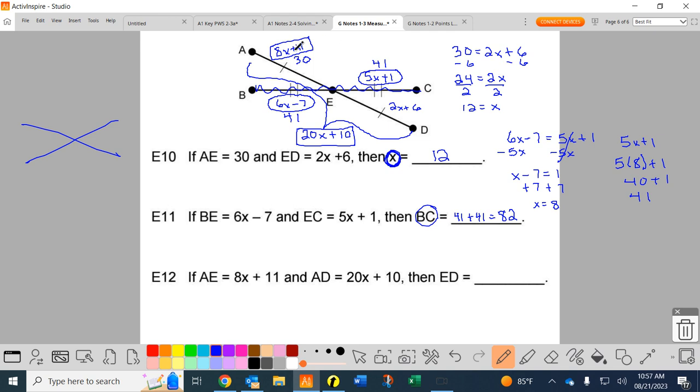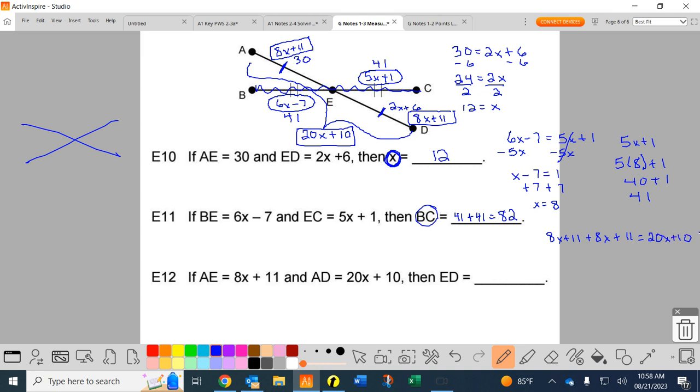Okay, listen. I got this part right here is 8x plus 11. I know that this whole thing is 20x plus 10. I don't know anything about ED yet. However, these are congruent to each other. So if this one is 8x plus 11, then this one has also got to be 8x plus 11. And now I can use my concept of a part plus a part equals the whole. Here we go. Set that up. It would be 8x plus 11 plus 8x plus 11 equals the whole thing, which is 20x plus 10.